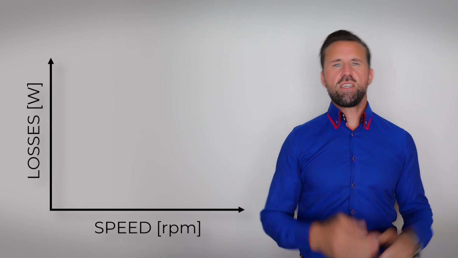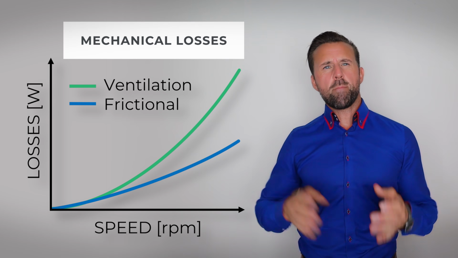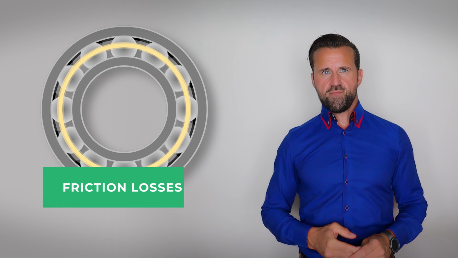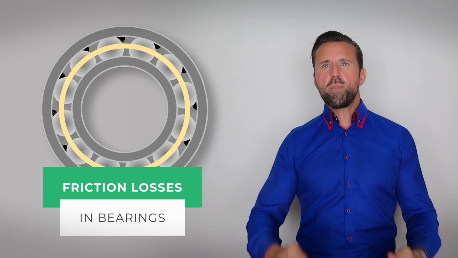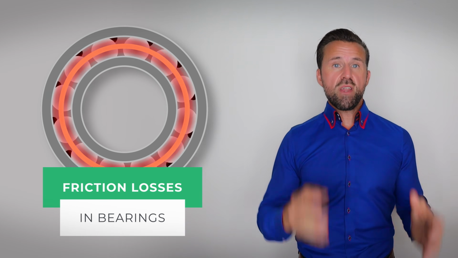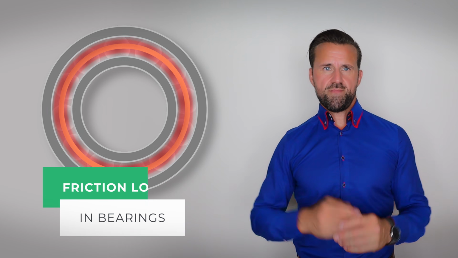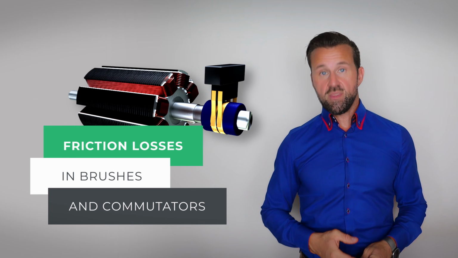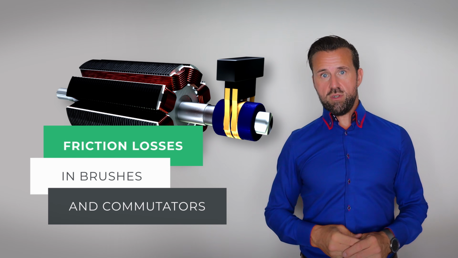Mechanical losses can be divided into friction losses and ventilation losses. Friction losses depend on the speed and occur, for example, in the bearings. To keep friction losses as low as possible, the bearings should always be properly lubricated. The bearings must therefore not become too hot, otherwise the lubricant will dissipate. Friction losses also occur in the brushes of separately excited synchronous motors and commutators of DC motors.